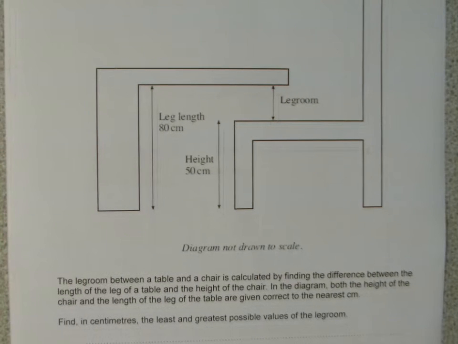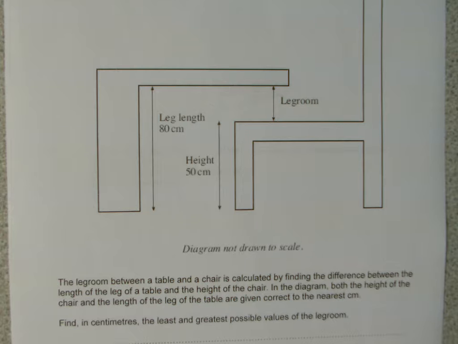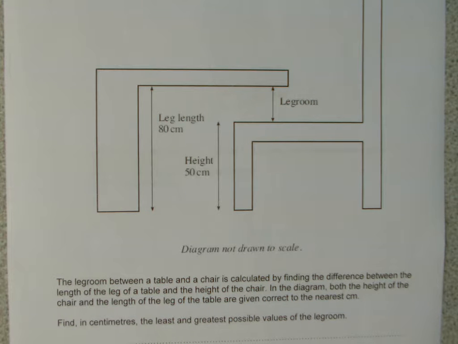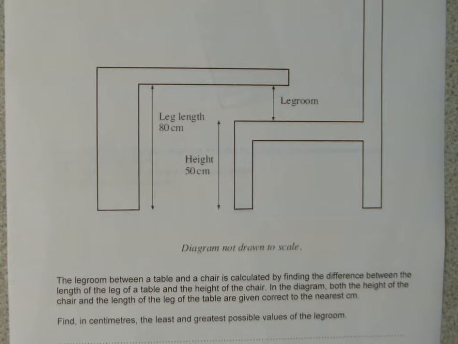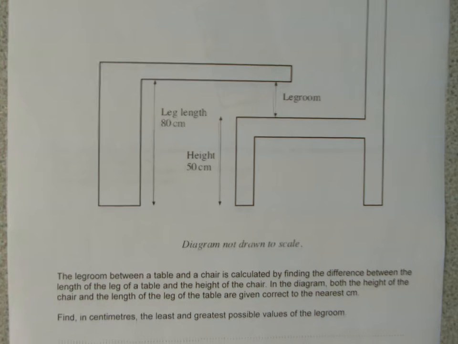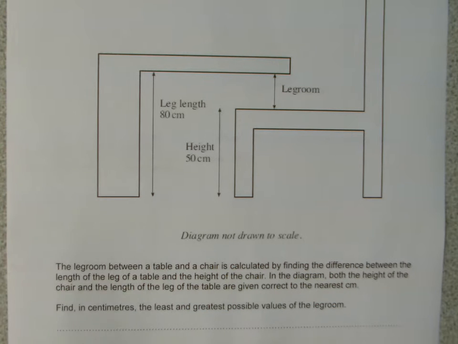Right, so this question says the leg room between the table and the chair is calculated by finding the difference between the length of the leg of the table and the height of the chair. In the diagram below, both the height of the chair and the length of the leg of the table are given correct to the nearest centimetre. Find in centimetres the least and greatest possible values of the leg room.